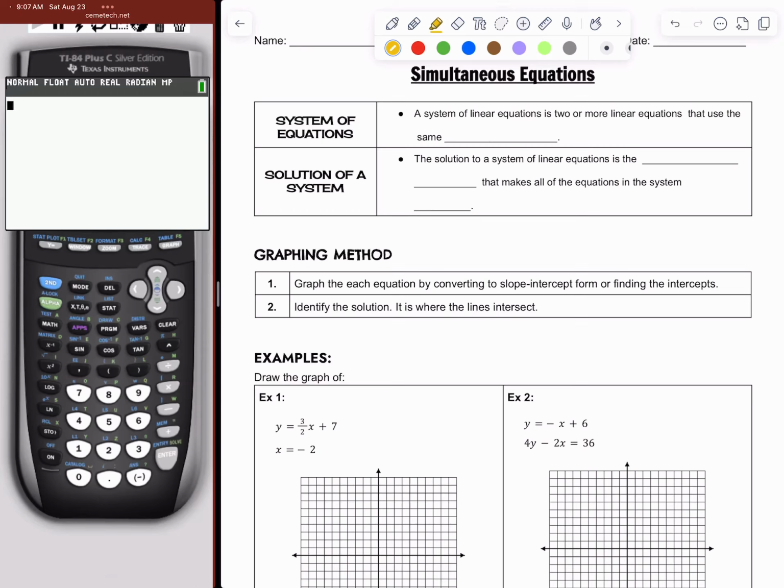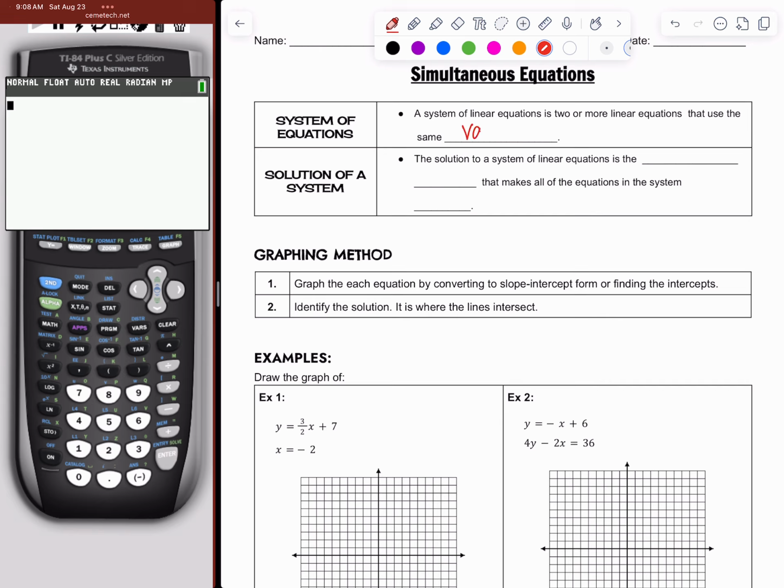Hello, we're going to talk about systems of equations, aka simultaneous equations. A system of equations is when you have two or more equations that use the same variables.